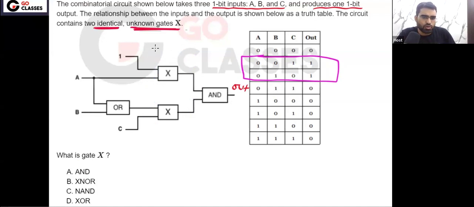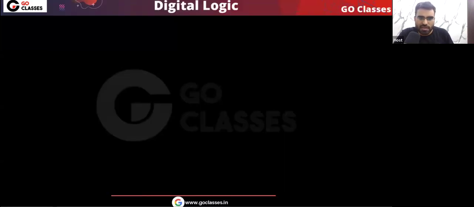Now, what is the best way to solve this type of question? That is hit and trial. Yes or no? Just put these values and just check. Very simple. Just eliminate the options and you can easily do it.